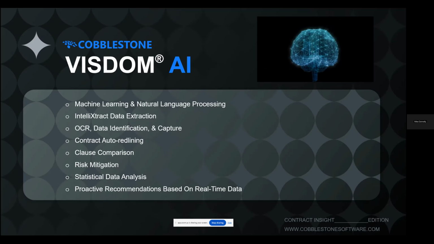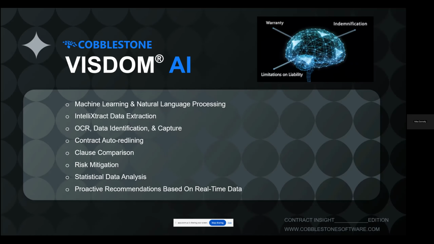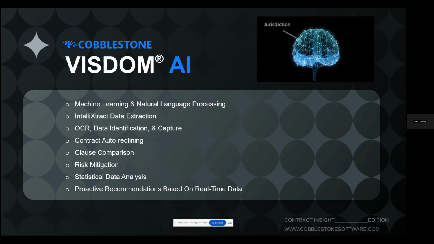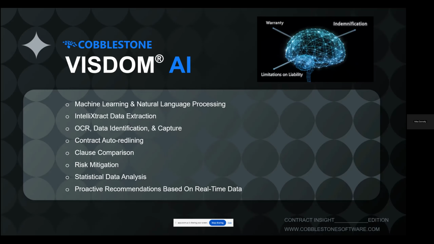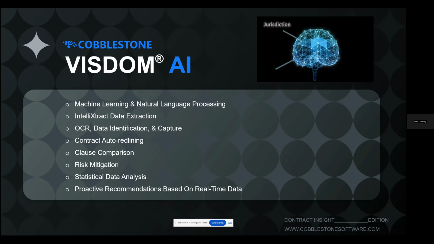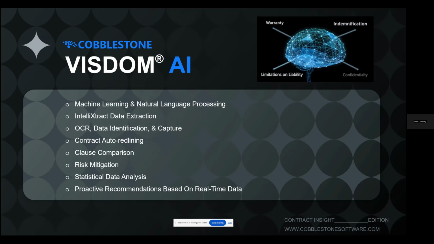The system offers data identification and capture, as we saw today in field extraction, auto redlining and clause comparison that can be leveraged with the Outlook plugin. Risk mitigation can absolutely be helped when it comes to prompting the AI for different approaches on certain things. And of course, proactive recommendations would be very similar to what we saw earlier as well.